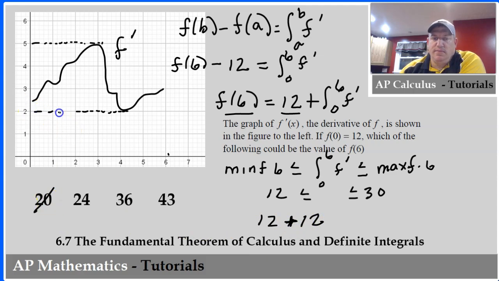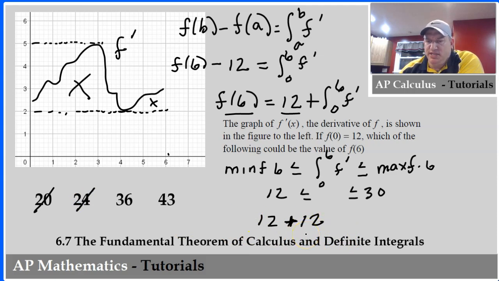And we are missing quite a bit of the integral. So we're still missing this part here and this part here. So we know for sure it also cannot be 24. That's the area of that small rectangle plus 12.